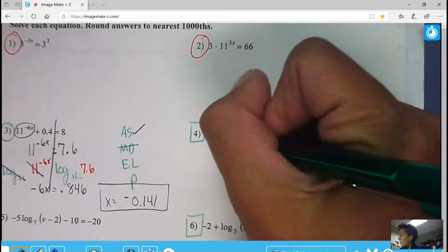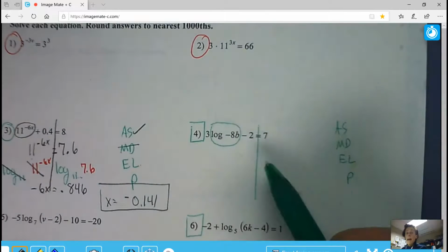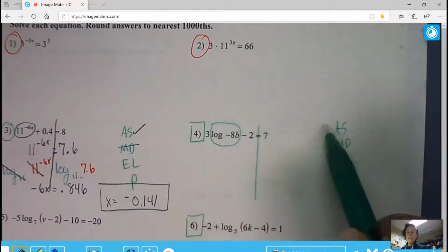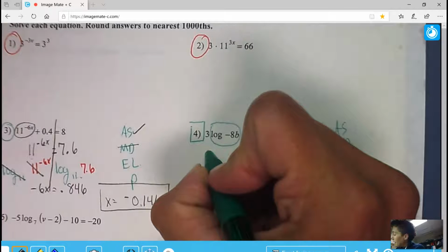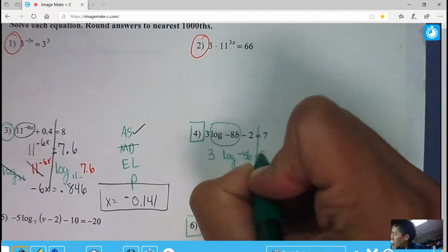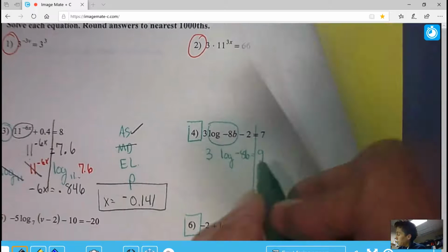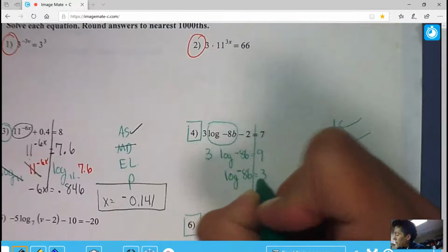This is all part of the log right here. Okay? What's not part of the log is this -2 and this 3. So I'm going to move these things through this stuff over here. So first I'm going to add 2, and that gives me 9. And then I'm going to move the 3 by dividing. And that gives me 3 over here.